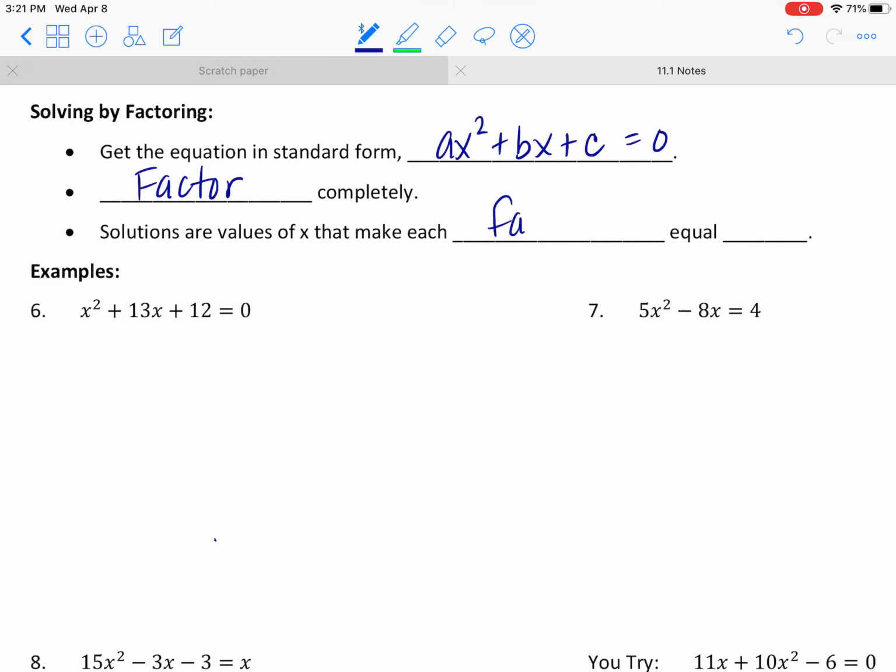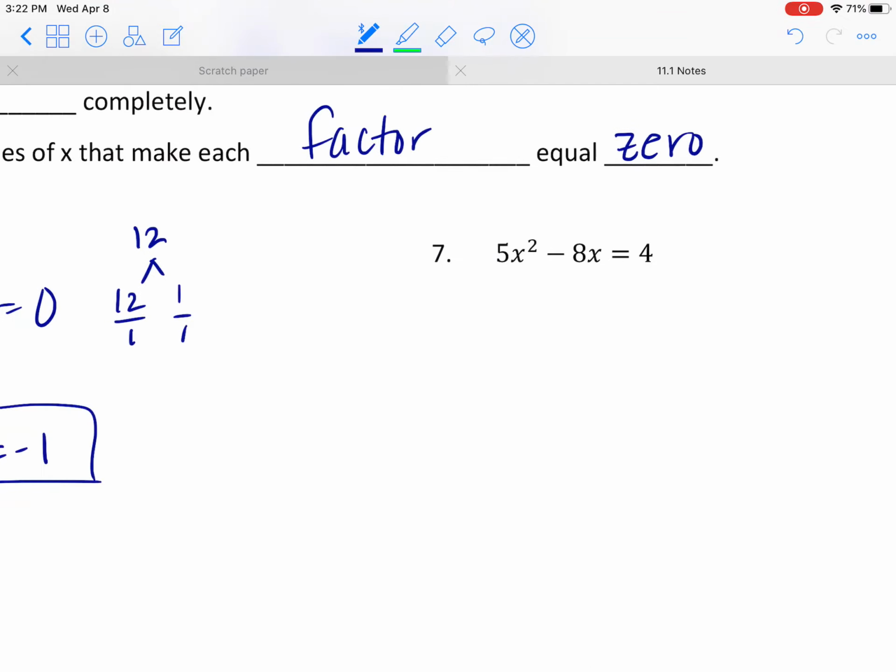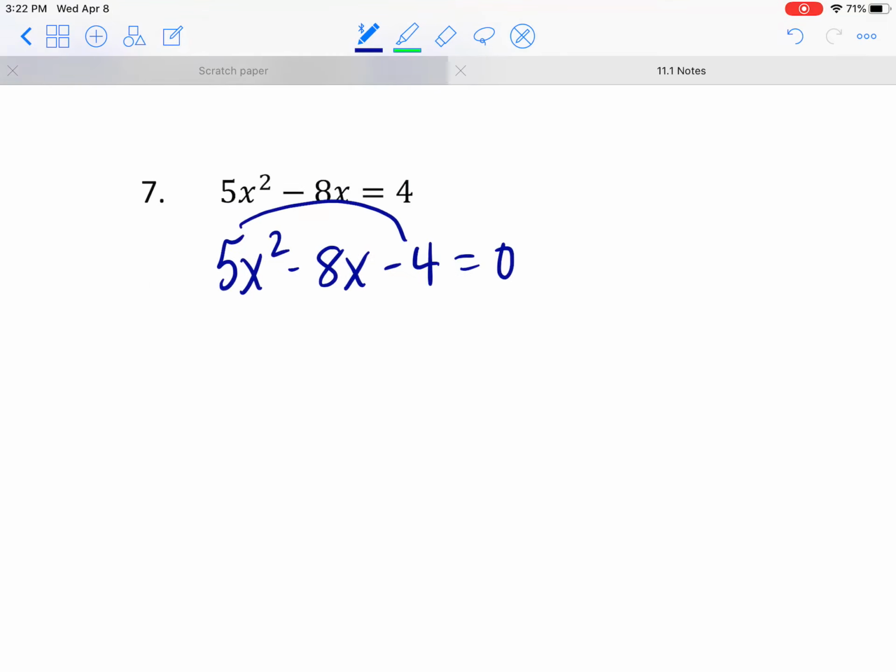So factoring means let's get this thing in standard form, make sure that it's in order and equal to 0, and then we factor. And then solutions are the values of x that make each of those factors equal 0. Okay, so here, for example, 1 times 12 is 12. Factors of 12 that make 13 are 12 and 1. Dividing by 1, not going to change those. So this thing factors into an x plus 12 and an x plus 1. And so one solution is going to be a negative 12, and our second solution is going to be a negative 1. So two real rational solutions.